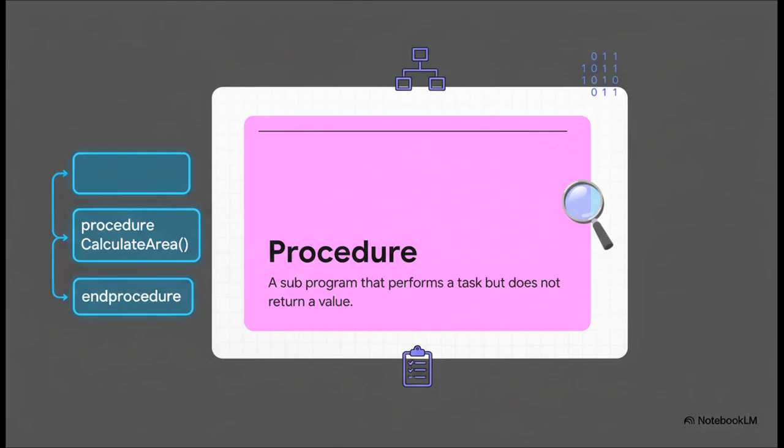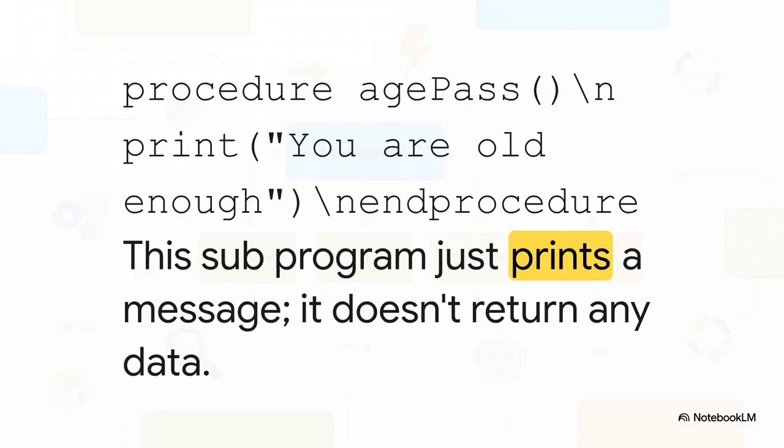Okay, let's zoom in on procedures for a minute. These are your action takers. They're designed to carry out a specific task without sending any information back. When you see the OCR exam reference language, you'll spot them because they're defined using the keywords procedure and end procedure. Here's a perfect example, straight out of the spec.